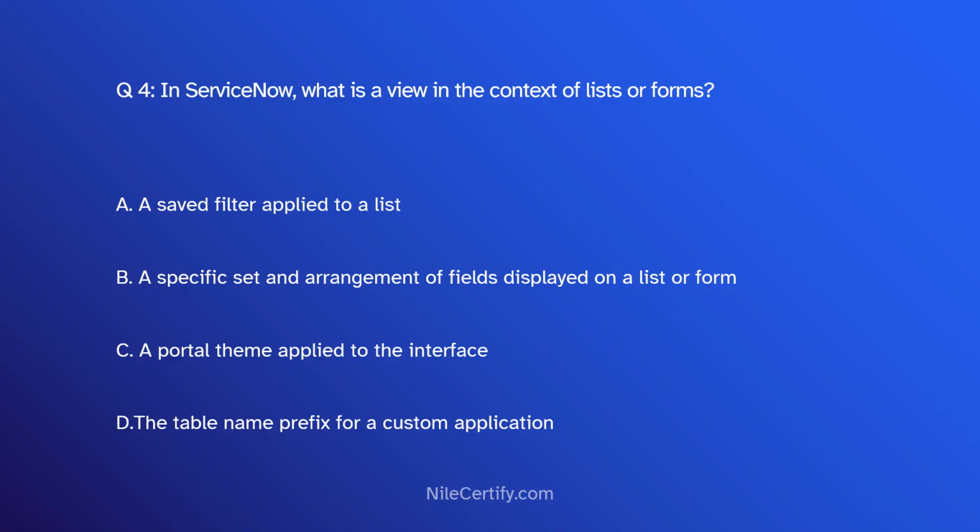All right, let's unpack this one together. The question is, in ServiceNow, what is the view in the context of lists or forms? Options: A, a saved filter applied to a list. B, a specific set and arrangement of fields displayed on a list or form. C, a portal theme applied to the interface. D, the table name prefix for a custom application.